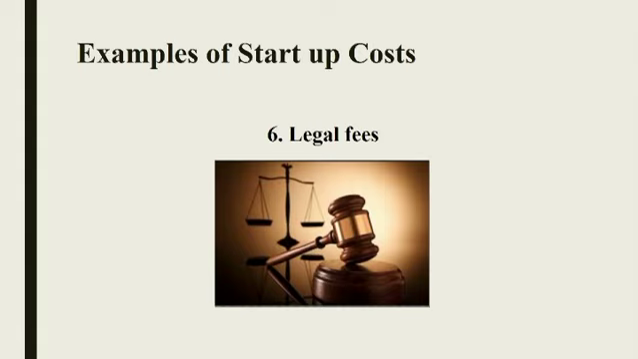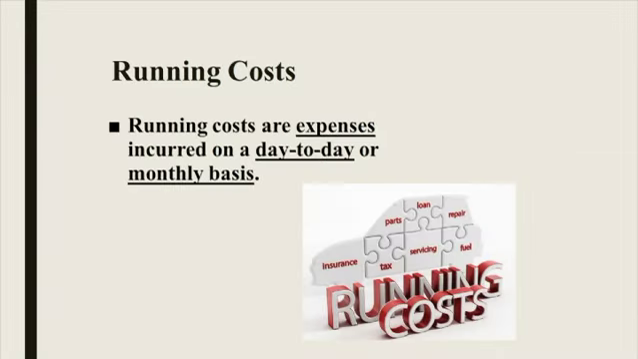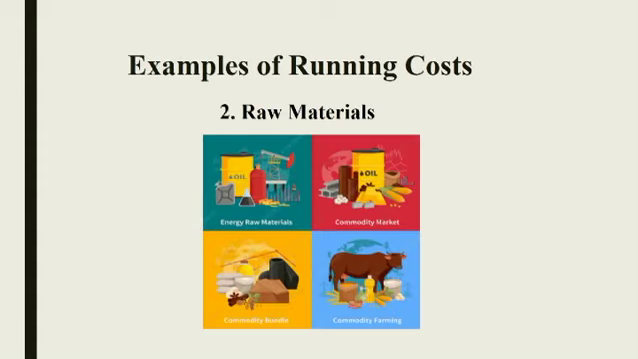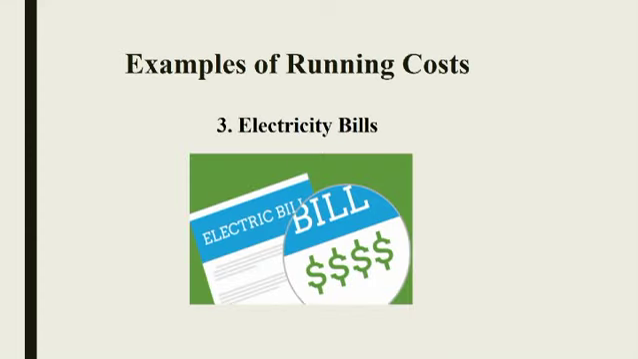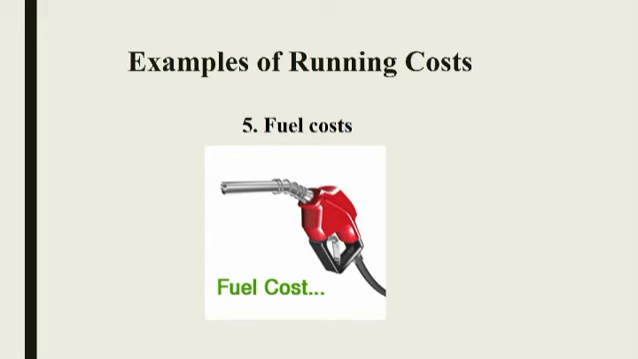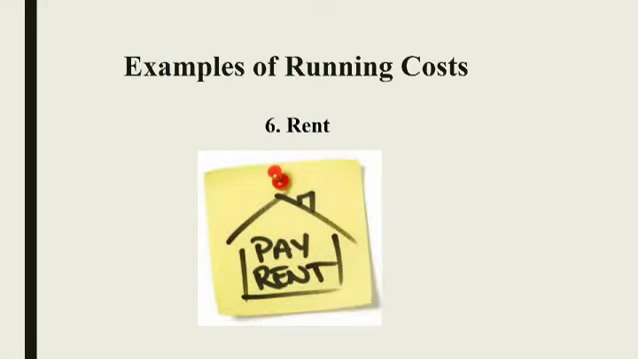As we have seen, there are two types of cost. Now, let us see what is running cost. Running costs are expenses incurred on a day-to-day or monthly basis. Examples of running cost are salary, raw materials, electricity bills, water bills, fuel cost, and rent.